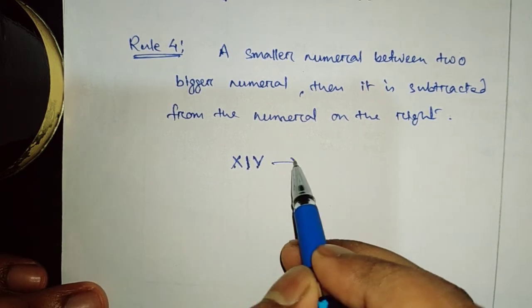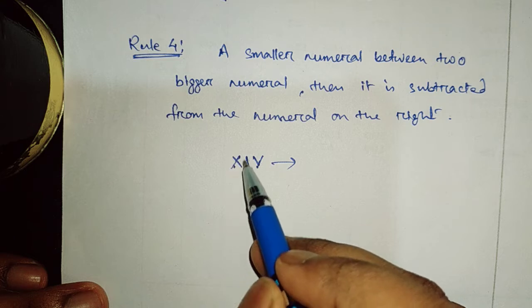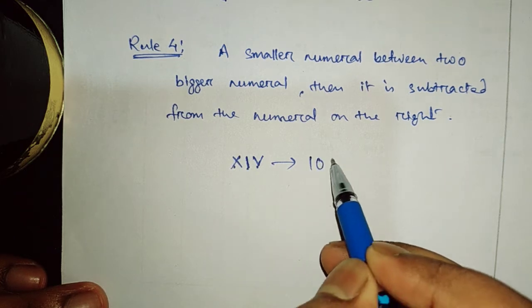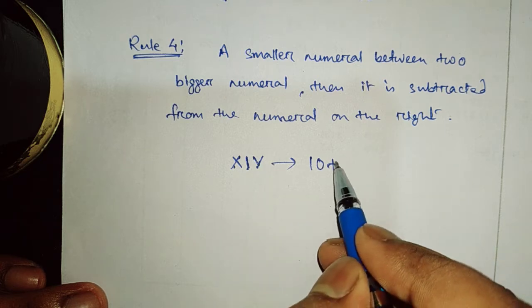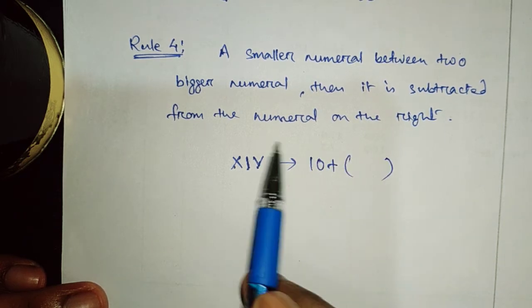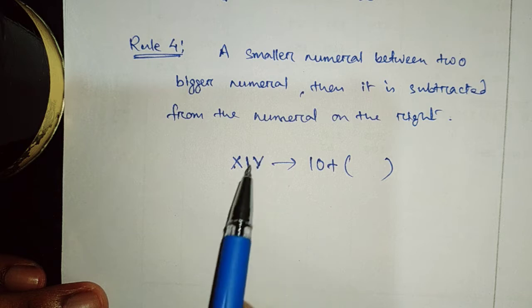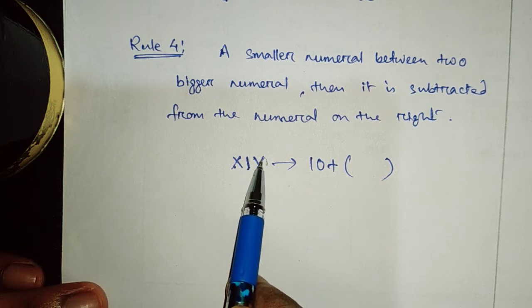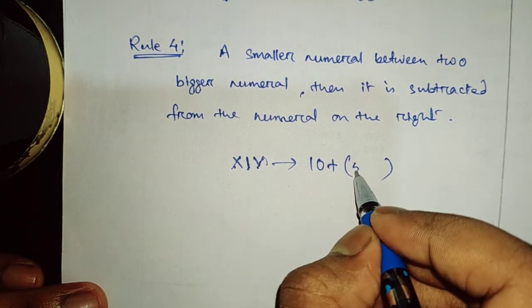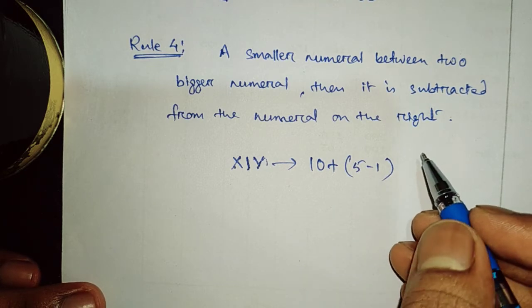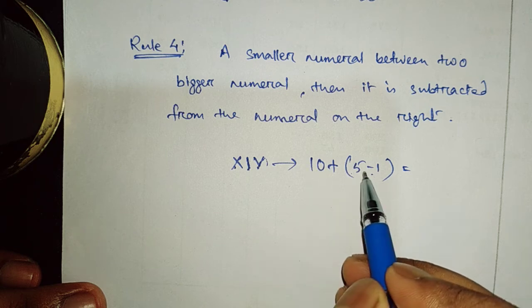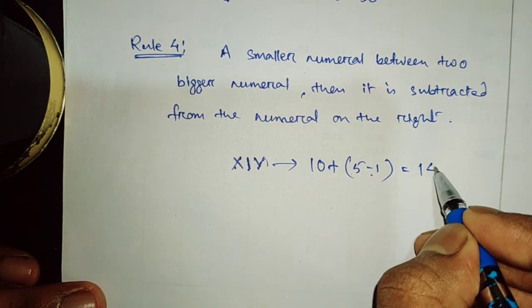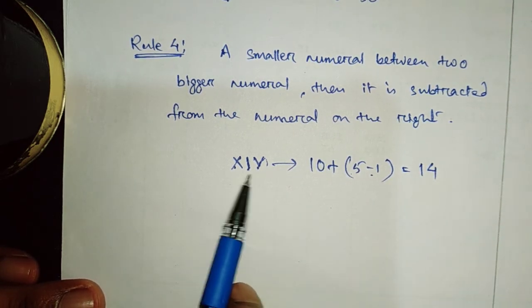So ultimately this number will become what? First of all, we have 10. 10 plus something. And what is that something? That something is 5 minus 1. So 5 minus 1 is 4. 10 plus 4 is 14. So 14 is written like this.